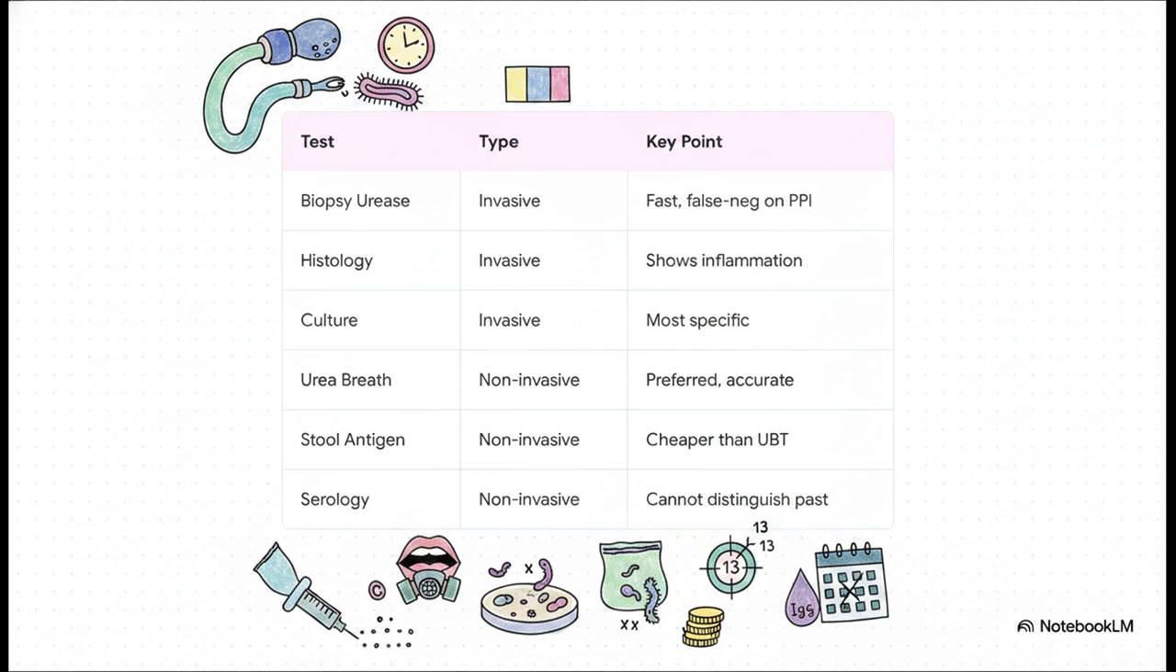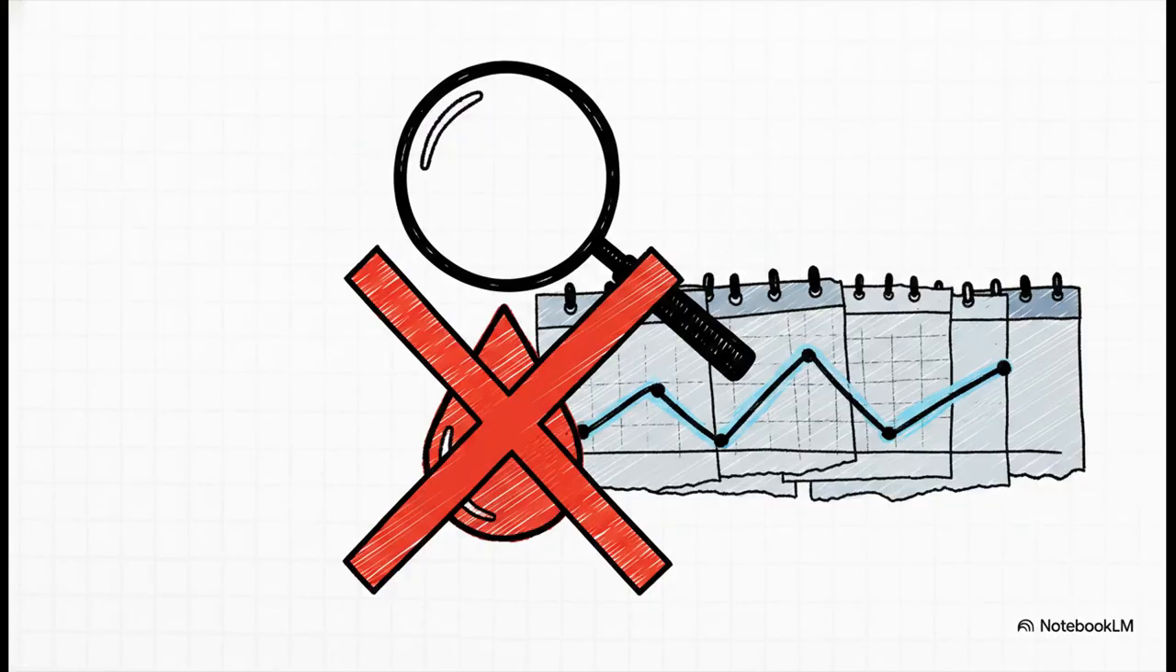Now, on the non-invasive side, the urea breath test is highly accurate and usually the preferred choice. The stool antigen test is also accurate and definitely cheaper. And finally, you have serology, which is checking for IgG antibodies. Okay, big red flag here. Serology is not suitable for confirming eradication.